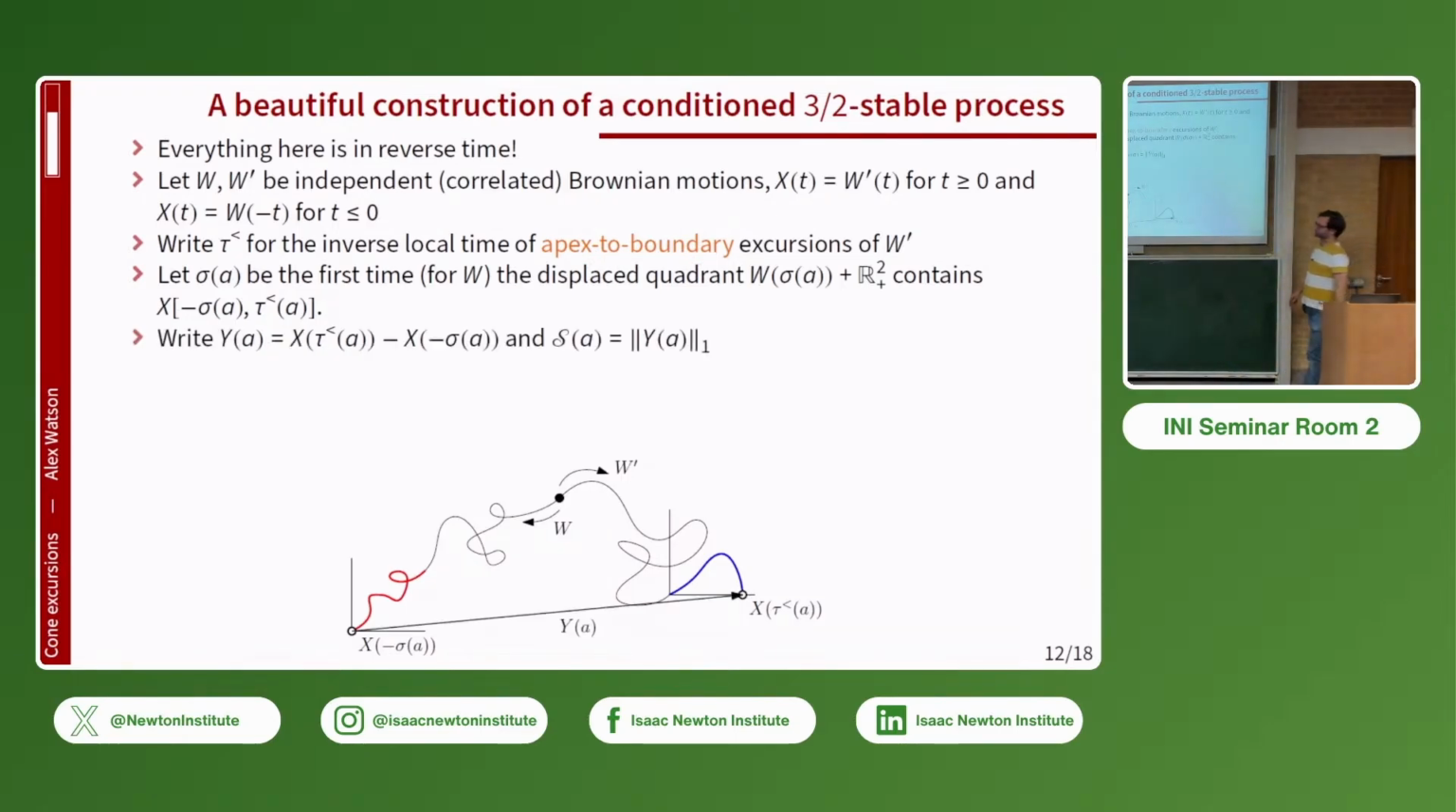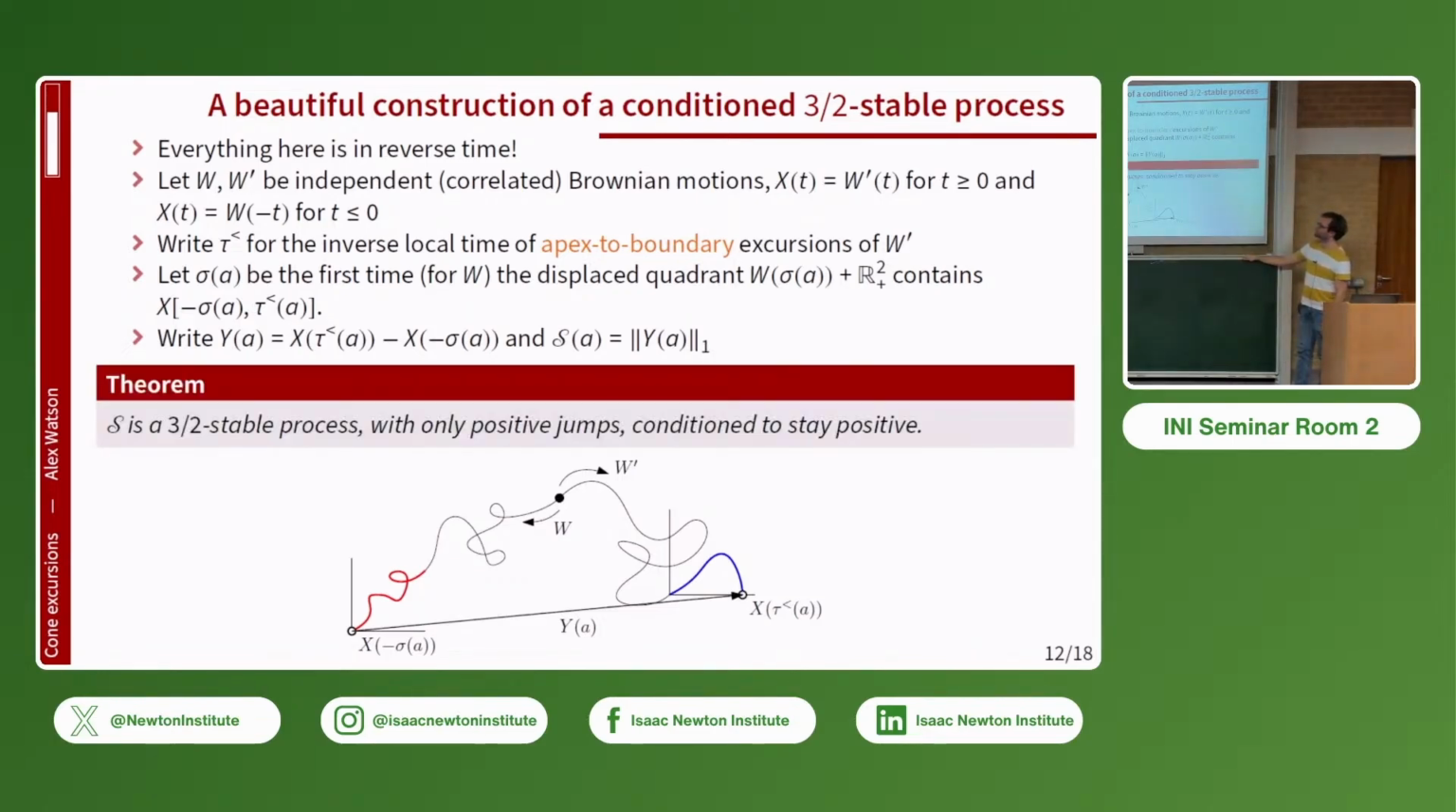Right? So I take these two marked points with the hollow disks, and the difference between them is what I call Y A. We can think of this as the initial displacement of a cone excursion that is centered here. And curly S of A is going to be the L1 norm of this Y A. This curly S is the thing that I claim has the distribution that I want. So the theorem that will imply the previous one is that this curly S is a 3/2 stable process with positive jumps, conditioned to stay positive.